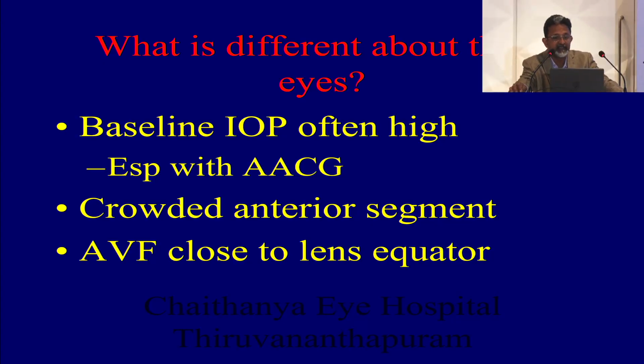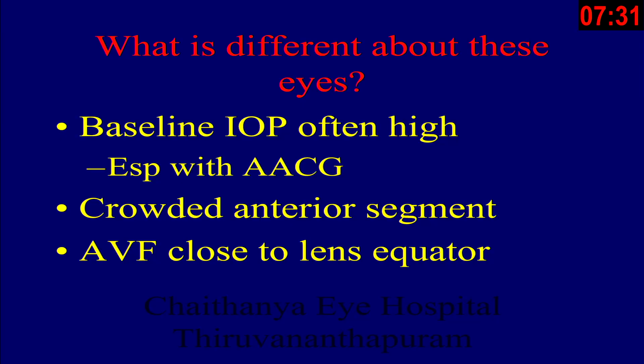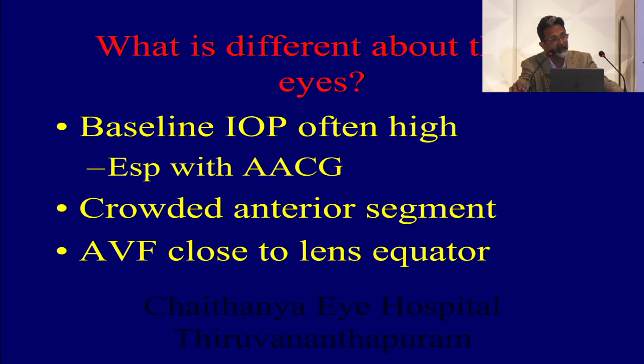What is the difference about these eyes as compared to the open angle eyes? One, the baseline IOP often is a little higher than open angle, even in a chronic closure, and it will be much higher when you are dealing with an acute closure. There is a crowded anterior segment to start with, and not just the anterior segment, there is a crowded anterior part of the eye. Even behind the iris is a little bit more crowded. The anterior vitreous face is closer to the lens equator to start with.